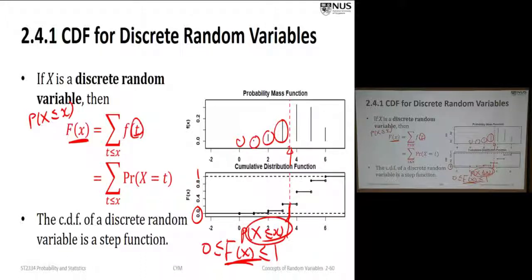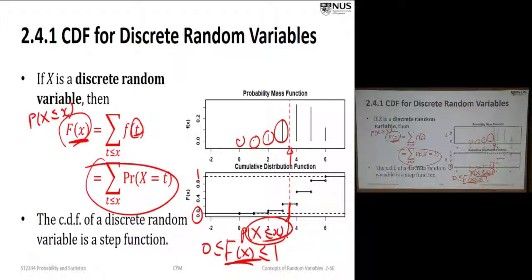What I want is that so long as t is less or equal to x, I will include it in this summation. This summation means that you are summing up a bunch of f, the probability function, evaluated at the value t. This t can be any number so long as it is less or equal to x. This is what it means for a discrete random variable.